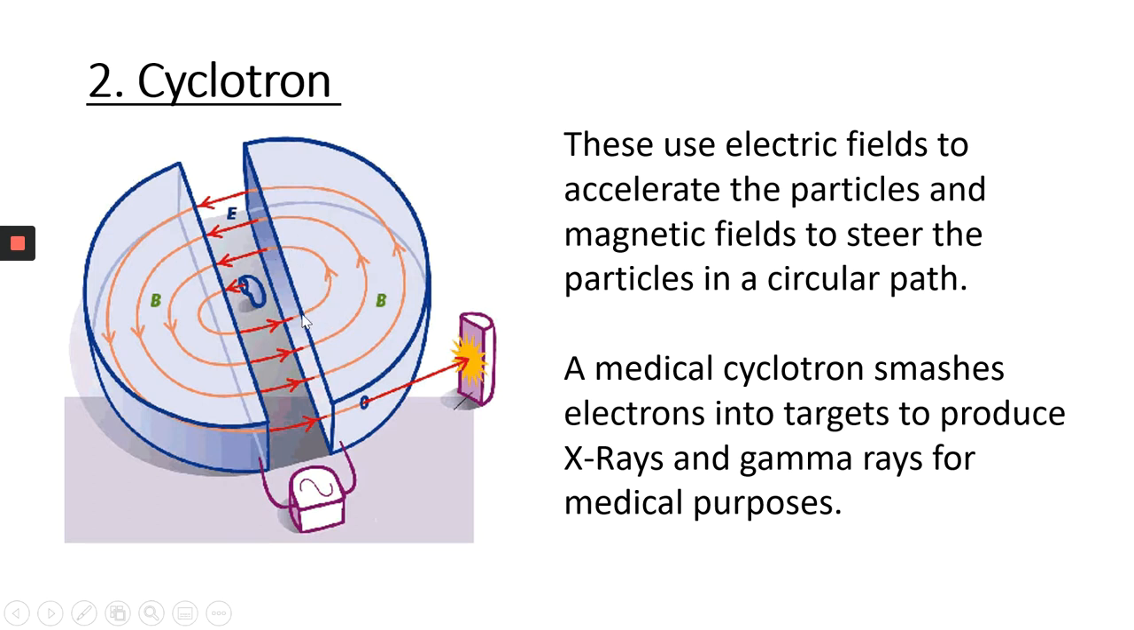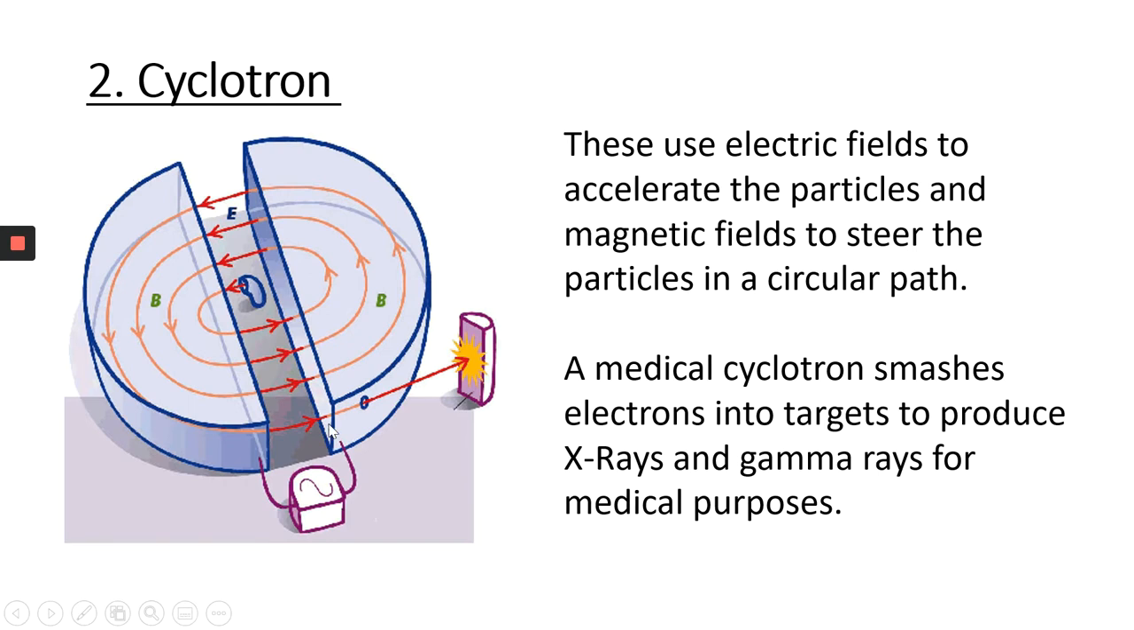We'll look at why in Advanced Higher. Then every time the velocity increases, the radius of curvature, so the size of the circle it's traveling in, has to increase. So we have this circular path. It accelerates again. It follows a larger circular path. It accelerates again. It follows a larger circular path, it accelerates again. And you can see that the charge spirals outwards. Now, this continues until the particle reaches the edge of the D.